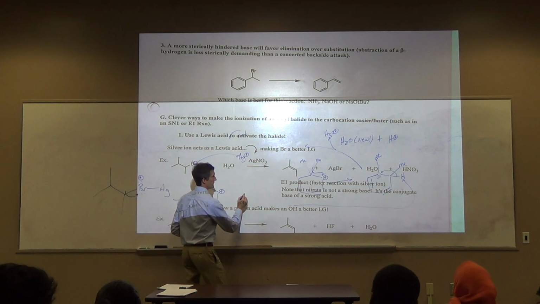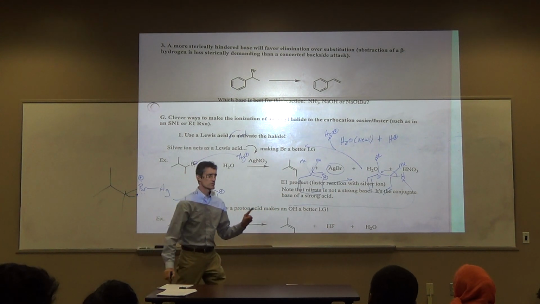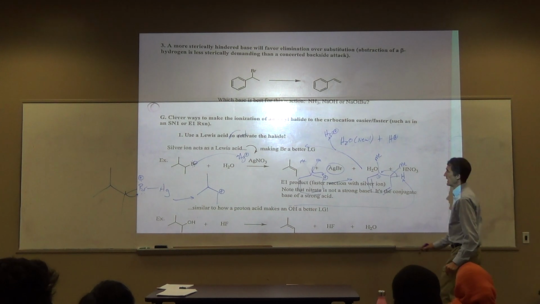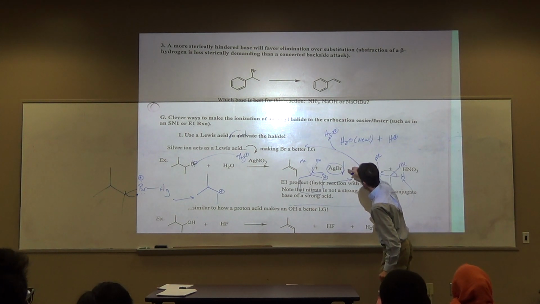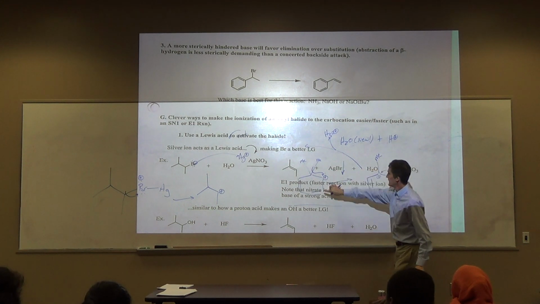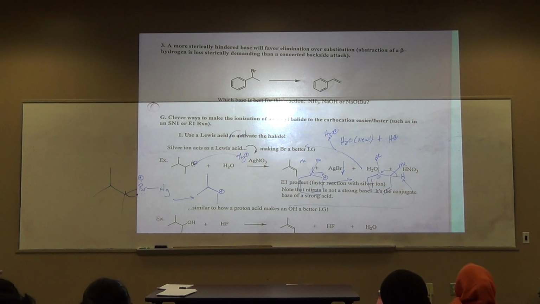What else could we form here? Silver bromide. And what do you know about the solubility of silver bromide? Hopefully you know it's insoluble. And this will actually, what does the arrow mean? Down arrow means precipitate? Yeah, it will actually precipitate during the reaction.